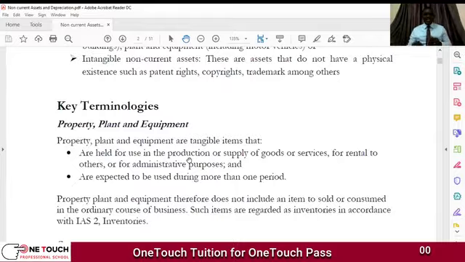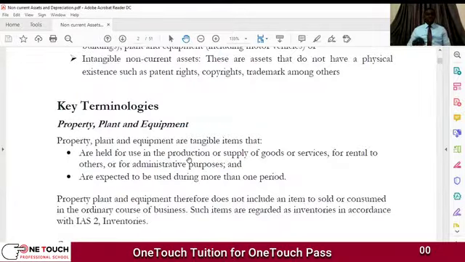So property, plant, and equipment. Now, property, plant, and equipment are tangible items that are held for use in the production or supply of goods or services, for rental to others, or for administrative purposes. We are saying that the tangible assets of a business are those assets that are held for use in the production or supply of goods or services, for rental to others, or for administrative purposes, and are expected to be used during more than one period. And they are expected to be used during what? More than one period.